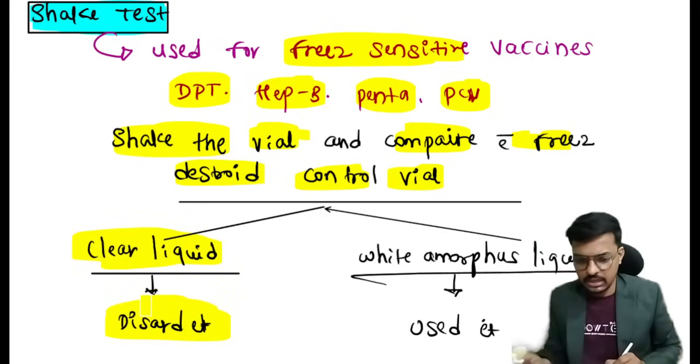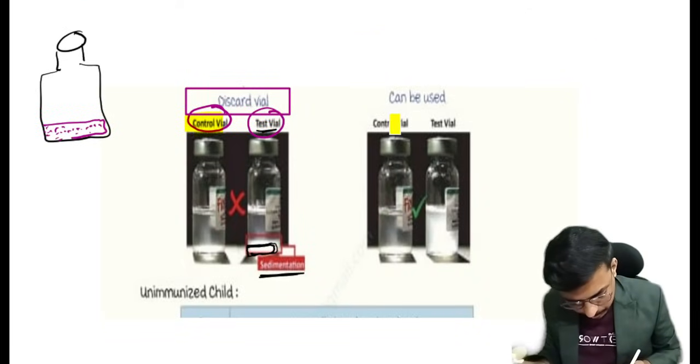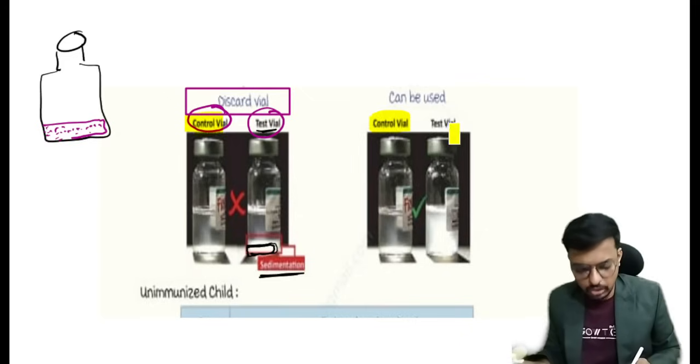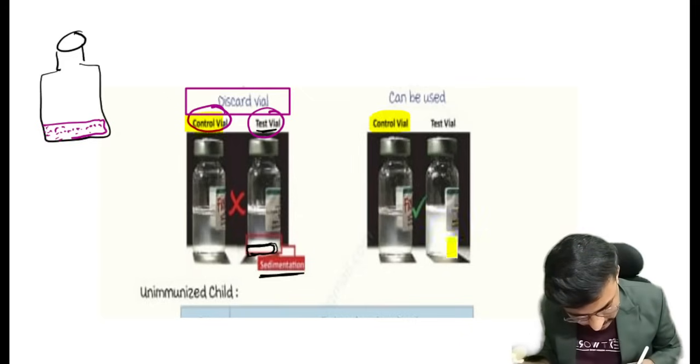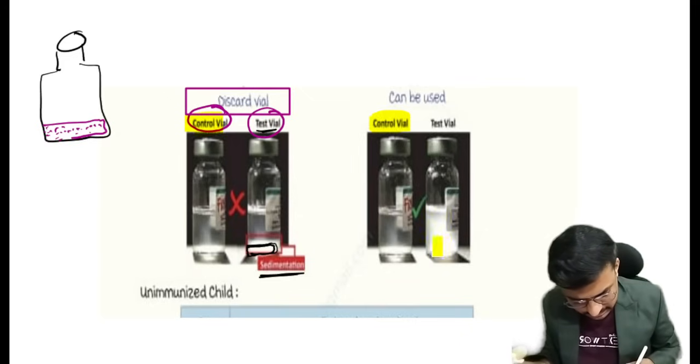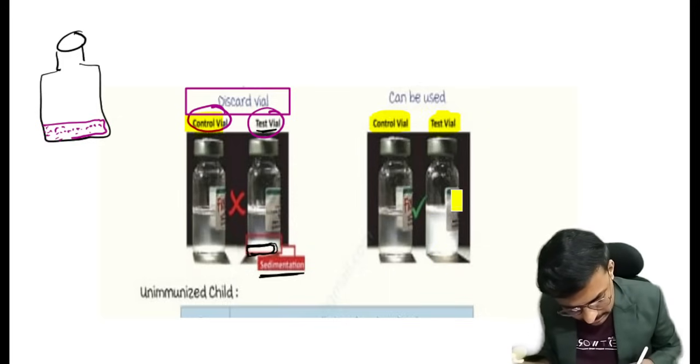Don't use this. Right? So after the shaking, we compare with the control vial. The vial which is completely mixed with the amorphous, where the amorphous is not sedimented at the bottom of the bottle, is completely mixed. Okay, so this test vial is completely mixed.